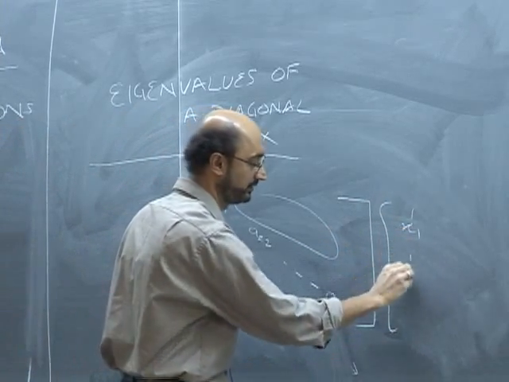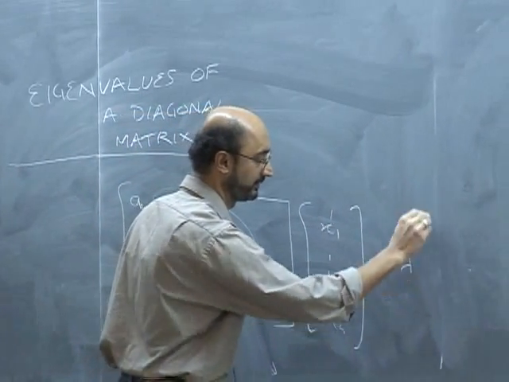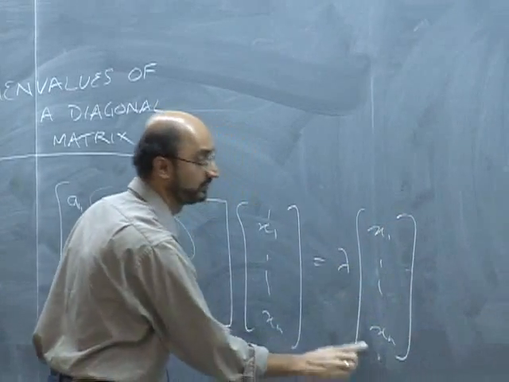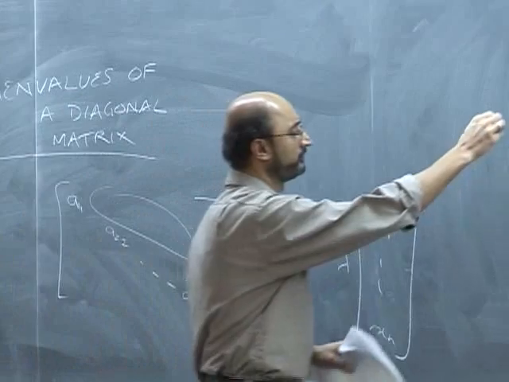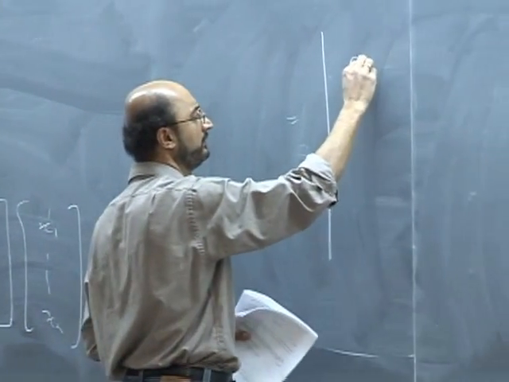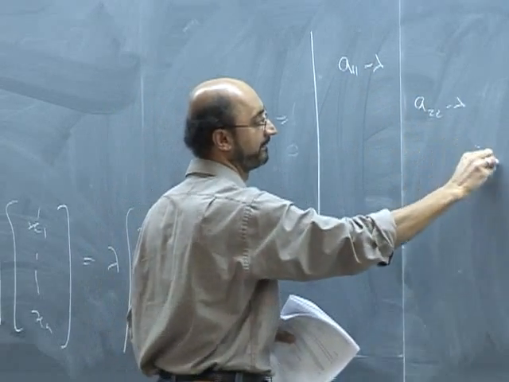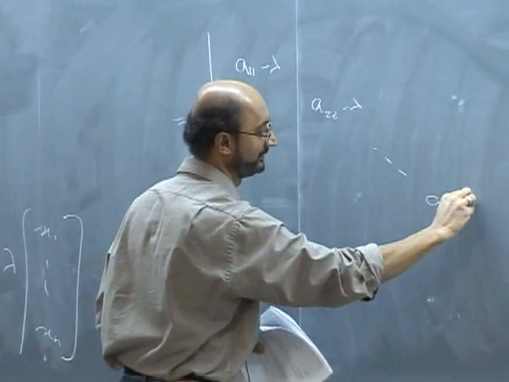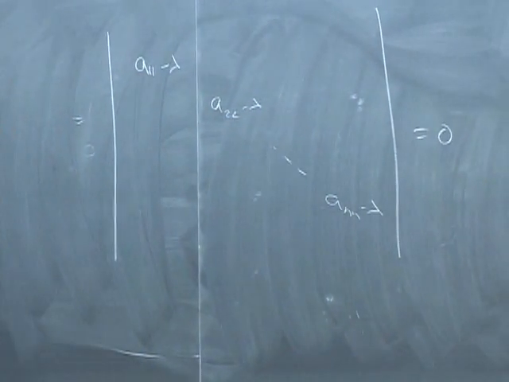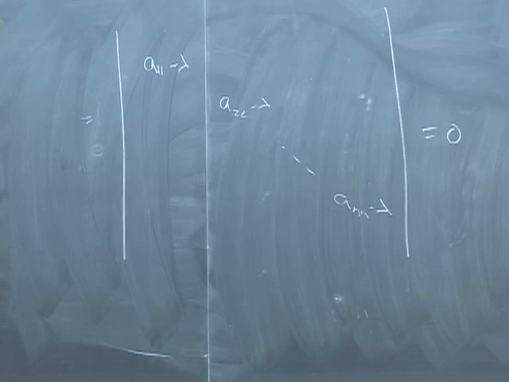You have [x1, ..., xn] times the matrix equals lambda times [x1, ..., xn]. So using the same trick as before, we find that the characteristic polynomial is going to come from the determinant of the matrix with entries a11 minus lambda, a22 minus lambda, up to ann minus lambda on the diagonal. This determinant equals 0 is going to be the characteristic determinant, and the polynomial is going to come from it as a characteristic polynomial.